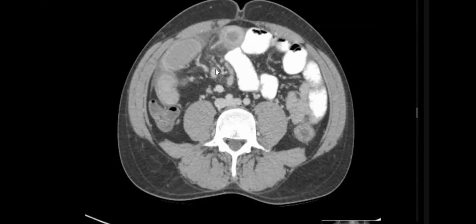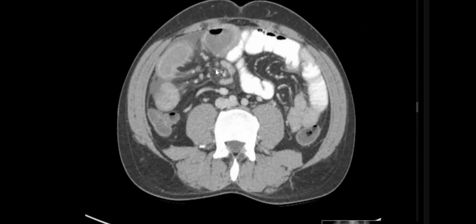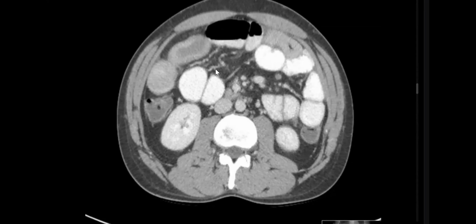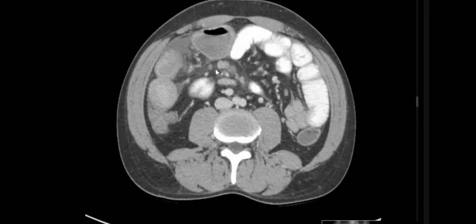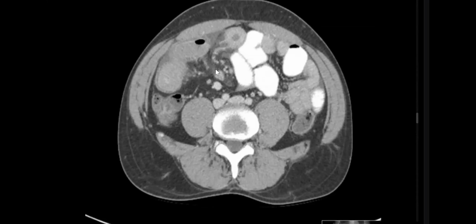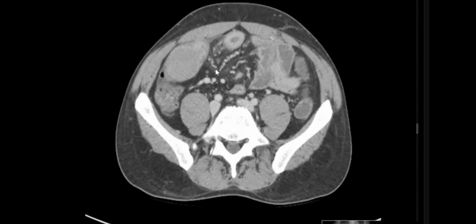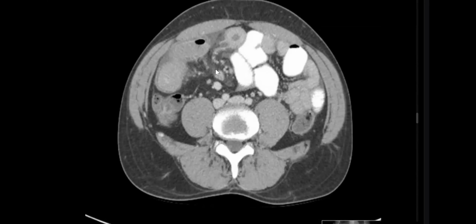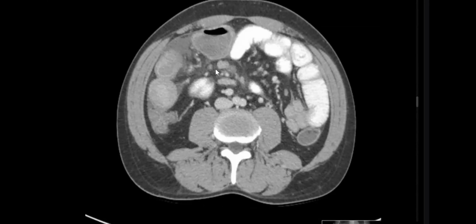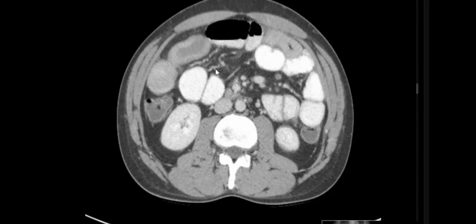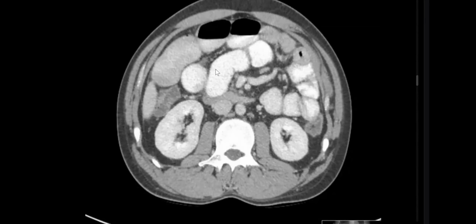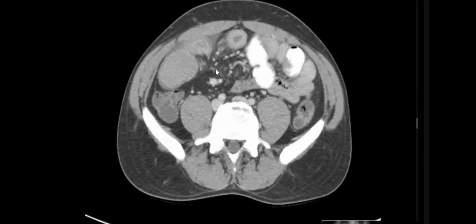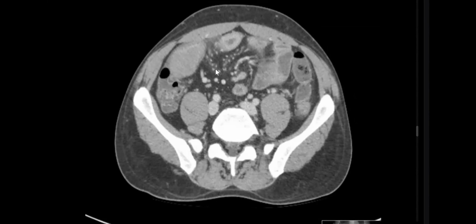The second thing I should comment on is the enhancement of the wall. If hyper enhancement, it's inflammatory. If hypo enhancement, it's ischemia, and I should comment on the vessels. It's very important. However, this dilated segment here doesn't really seem either hypo or hyper enhancing. You made a mistake here.